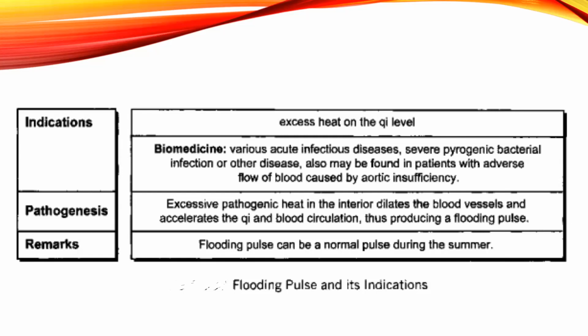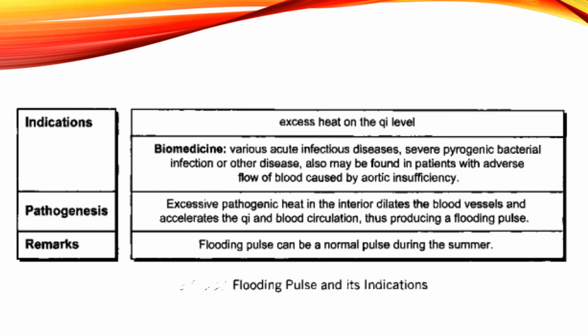In biomedicine, sa mga various acute infection diseases, yung may severe pathogenic bacterial infection or yung may other disease, it may also be found in patients with adverse flow of blood caused by aortic insufficiency. Pathogenesis: excessive pathogenic heat in the interior dilates the blood vessel and accelerates the chi and blood circulation. Yun, sobrang init po dun sa ating katawan, dun sa mga organs natin. Lumuluwang yung ating ugat. So, yun po yung nangyayari na nagkakaroon ng flooding pulse.